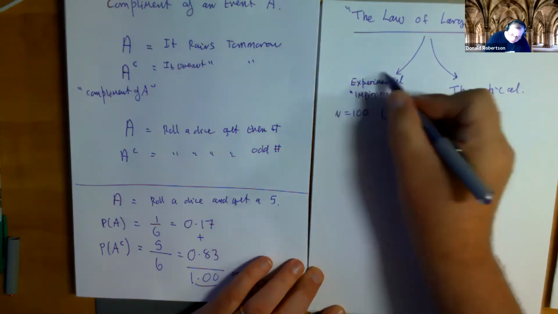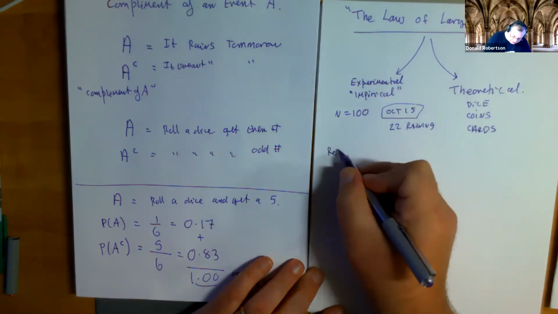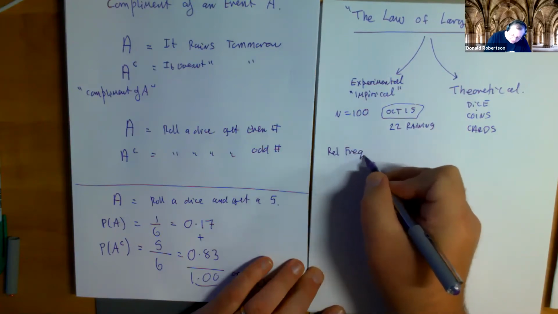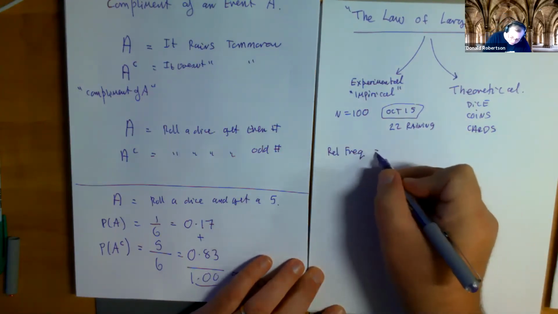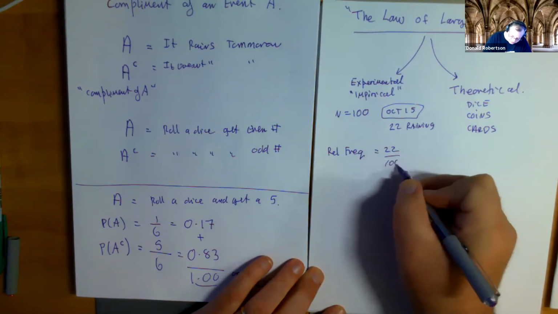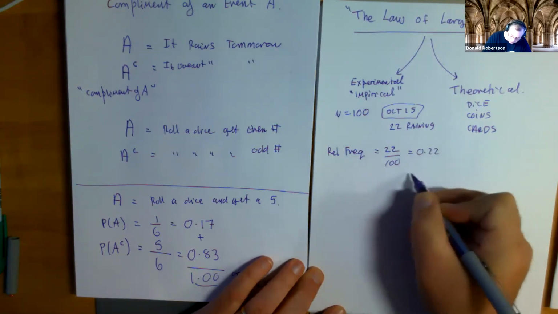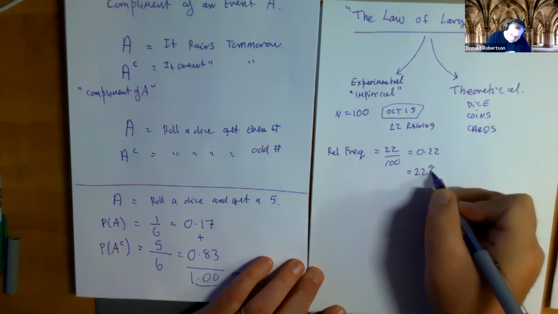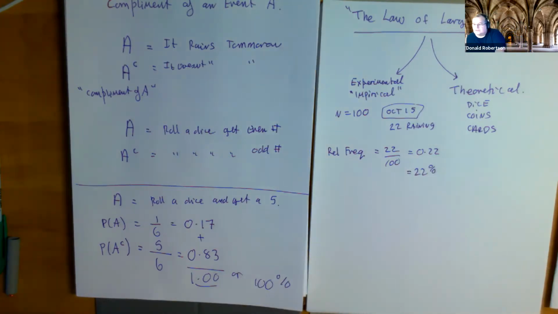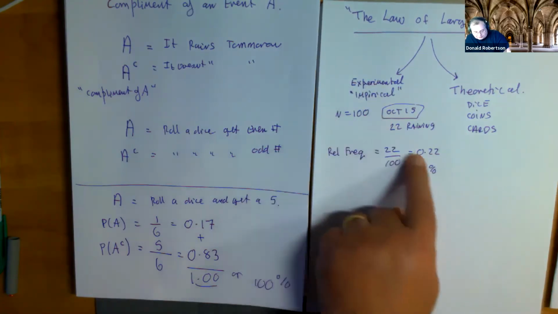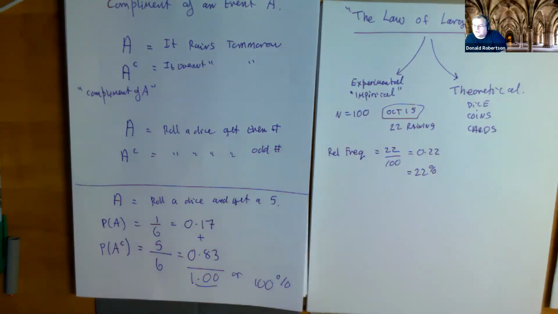So the empirical probability is called the relative frequency, which we've seen that word before, right? And what would it be? Well, it would be 22 out of 100. We have 0.22 or 22%. So the guy on TV or the newspaper or wherever it is you got that, this would be his prediction on the probability it rains tomorrow. And he's basing it on the fact that over a long term, about 22% of the time it rained on October the 15th.